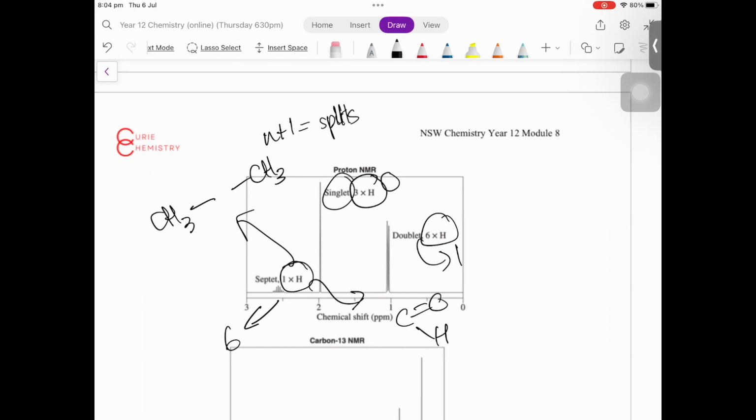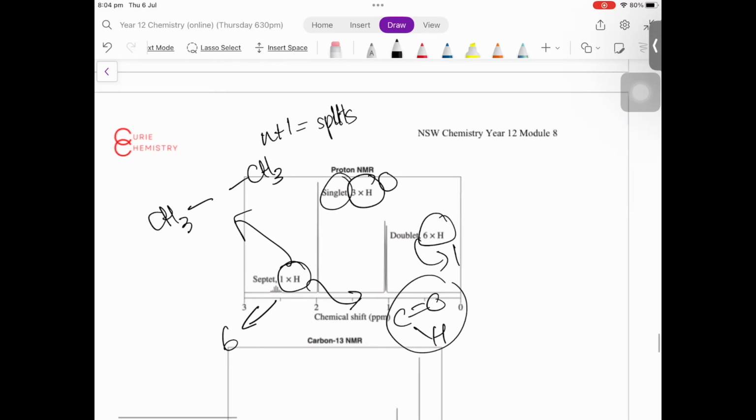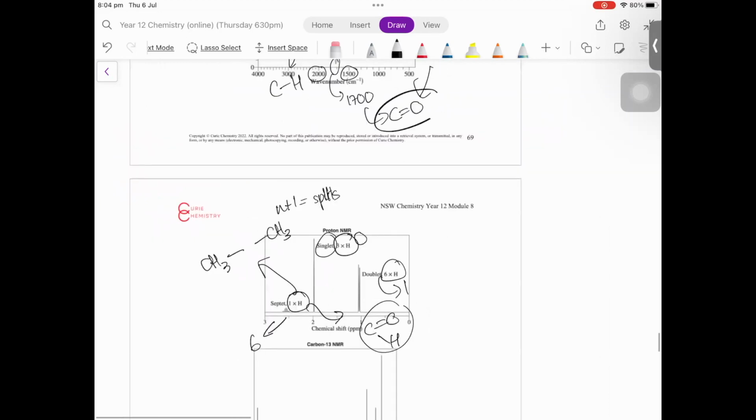Now, a question to challenge you guys. If this is true, what must my compound be? I have a double bond, my hydrogen's probably bonded to the carbon with the double bond.